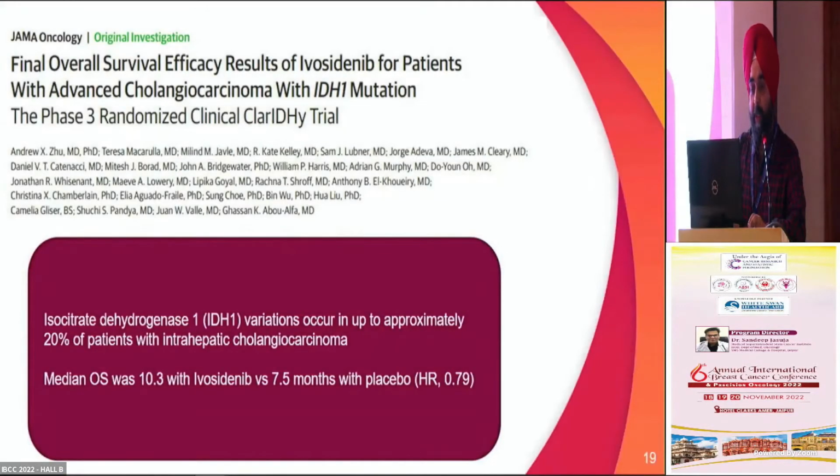So this was a trial of the IDH1 mutation, which showed that ivosidenib in patients with advanced cholangiocarcinoma has some survival benefit in the second line. In these patients, the median overall survival was 10.3 months as compared to 7.5 months in the placebo arm.